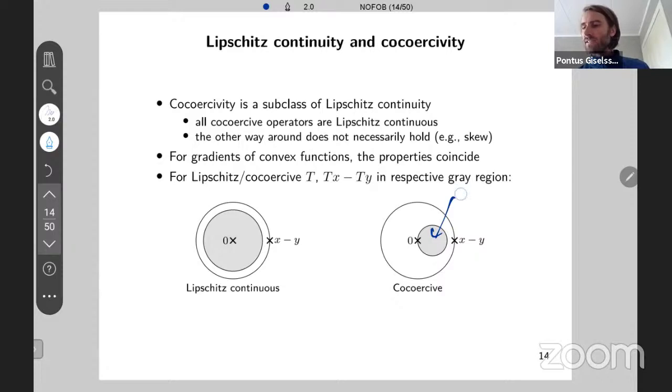So if we have the gradient of a convex function, grad f(x) minus grad f(y) will always end up within here, while in more generality, the two properties are different.